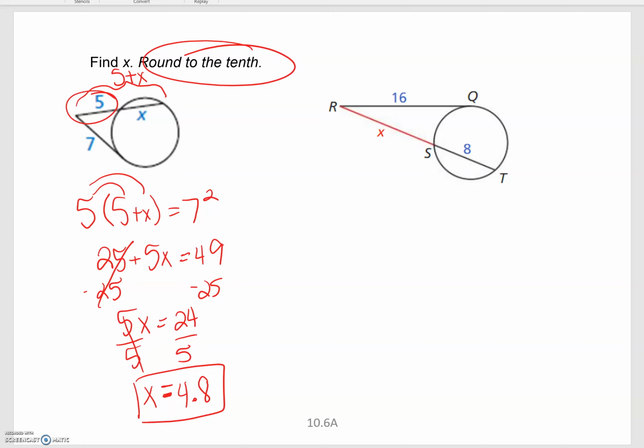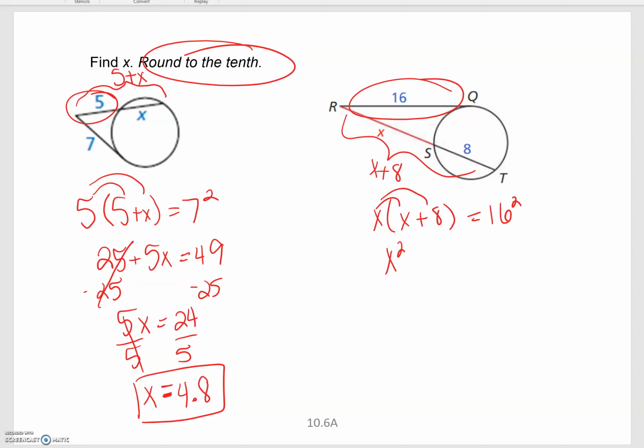Okay, for the next one, I'm going to set it up the same way. So here's my tangent segment, so I have 16 squared. On the bottom, I have my secant, so I have x plus 8, and then I have my x as my external piece. So I'm going to go ahead and distribute that. So I get x squared plus 8x equals 256. I notice that none of my x's or x squareds are going to cancel, so I'm going to get everything onto one side. So I get x squared plus 8x minus 256. And this one actually does not factor.